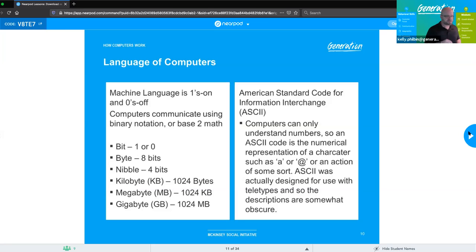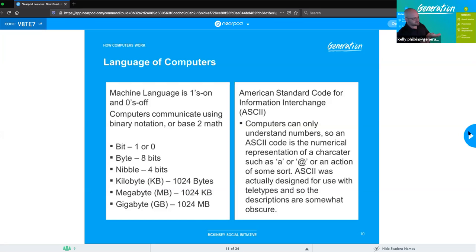A single one or a zero is considered a bit. It is the smallest unit to which a computer can read. Typically it is clustered in what are called bytes. A byte is 8 individual bits strung together. And for the purposes of hexadecimals, which we will get into a little bit later, half of a byte, which is 4 bits, is called a nibble. So 4 ones or zeros clustered together would be called a nibble. 8 is a byte, and a single one is a bit.